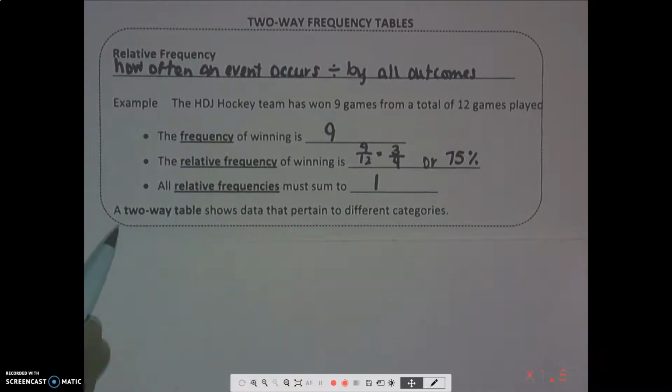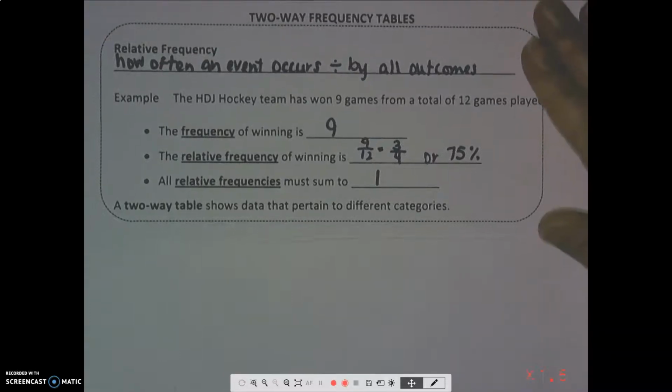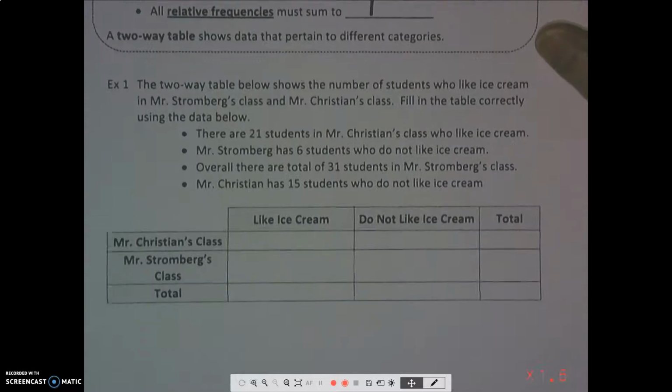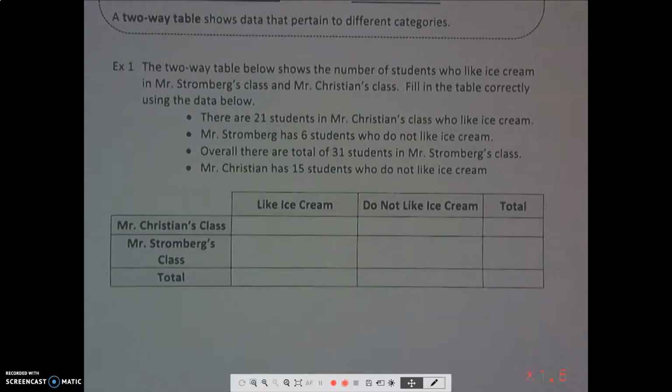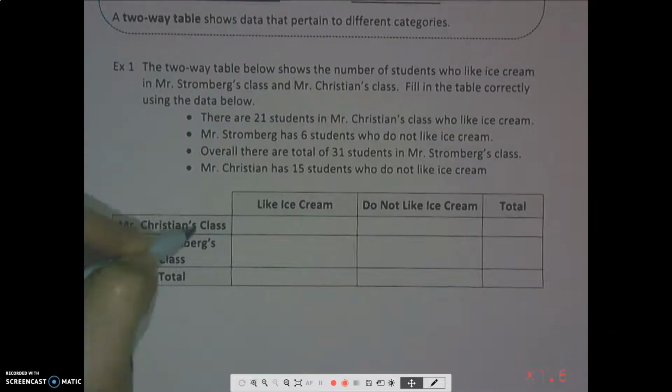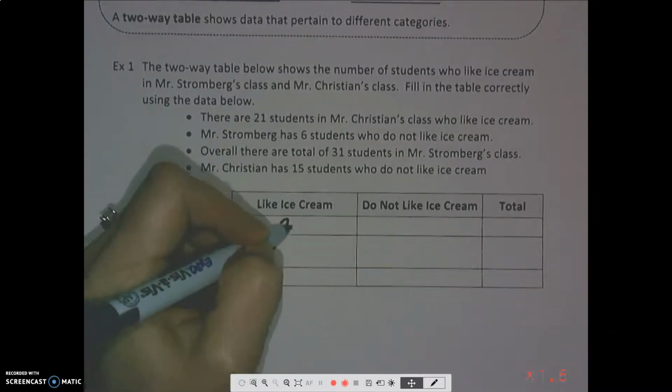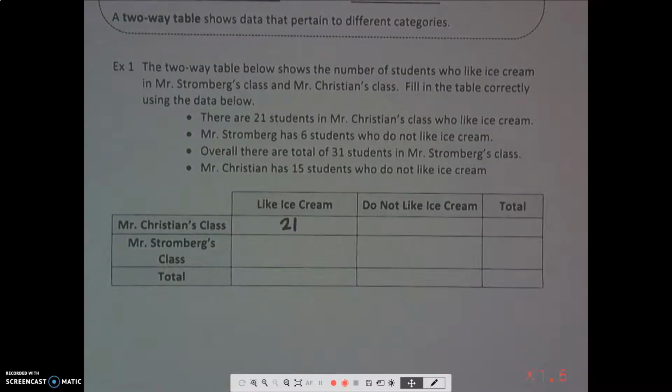Okay, so a two-way table shows data that pertain to different categories. So here is what a two-way frequency table looks like. This one shows the number of students who like ice cream in Mr. Stromberg's class and Mr. Christian's class. And then we're going to fill in the table using the data below. So we know that there are 21 students in Mr. Christian's class who like ice cream. So Mr. Christian's class like ice cream, there's 21 students there.